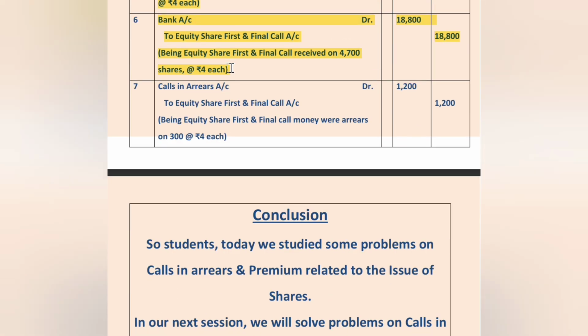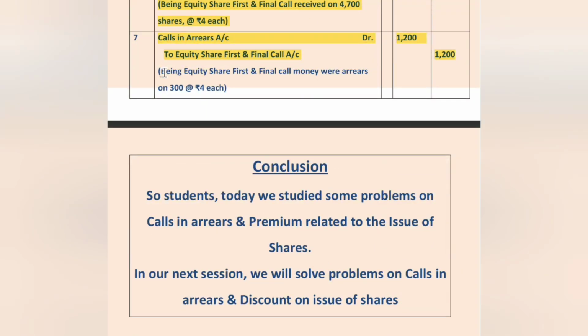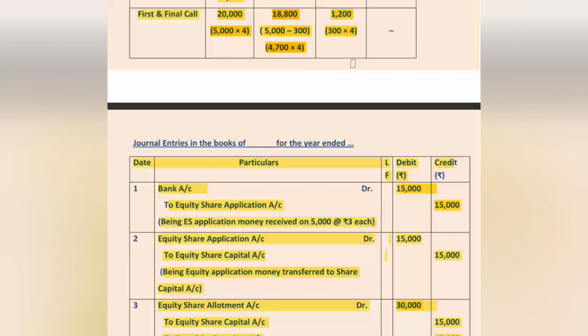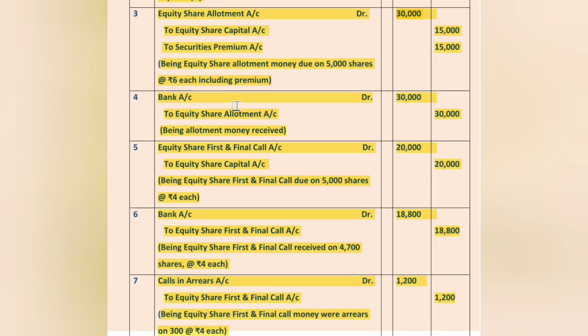Now the last entry is calls in arrears, right? Calls in arrears account debit to equity share first and final call account, 1,200, 1,200. See here, 300 into 4, 1,200. Being equity share first and final call money in arrears on 300 shares at 4 each, right? It's 4 per share. So like that you have to solve the different varieties of problems step by step.